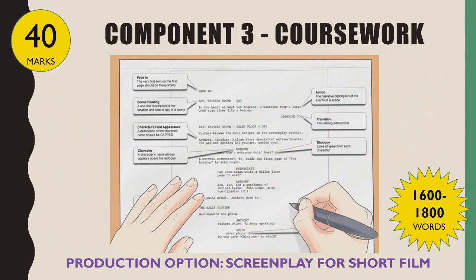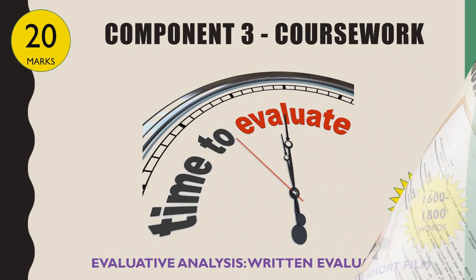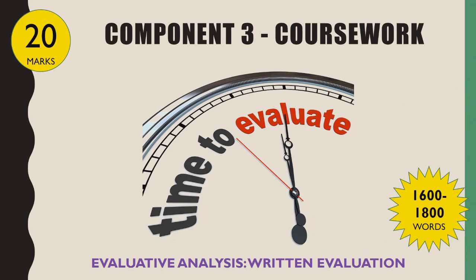Then we start component 3, which is the coursework element of the course. This is where you get to do something enjoyable and practical. So you get to write a short film script and you get to do a storyboard sequence. And then once this is done, you also get to reflect on the creative process in your reflective, evaluative analysis.